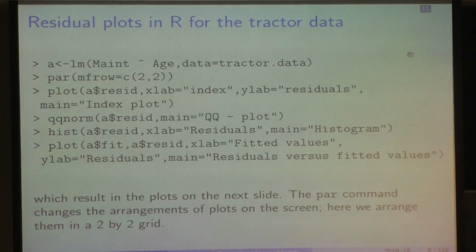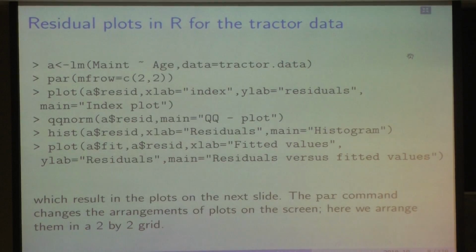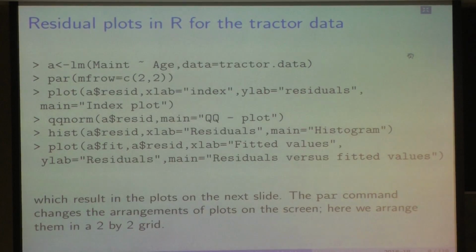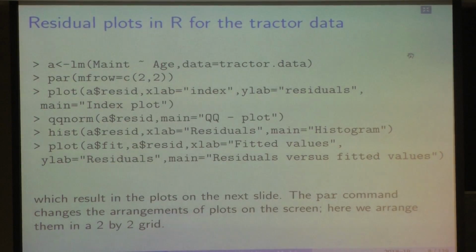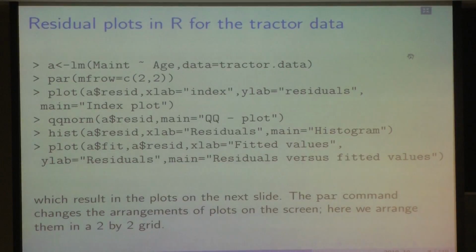Okay, so the first one is called an index plot, and it plots the residuals against the I. I is just the order, the index of that observation. So for observation 1, it will give you the residual for observation 1. For the second, it will give you the residual for observation 2, and so on. We'll see that in a minute.